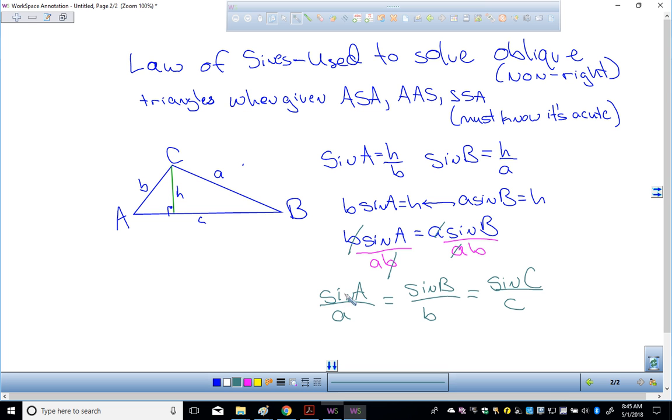In other words, the sine of an angle over its opposite side has the same ratio as the sine of another angle in the same triangle over its opposite side, which is equal to the sine of C over its opposite side. Get it? That's called the law of sines.